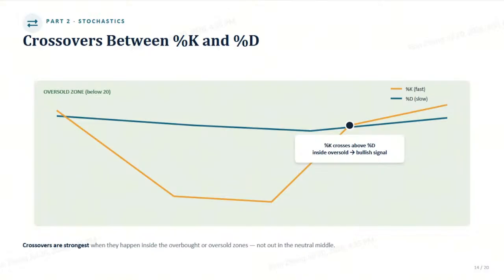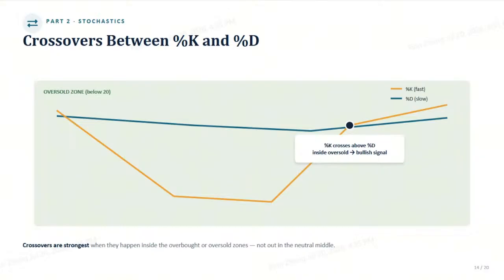Here's the refinement that makes this signal genuinely more useful. Crossovers are considered stronger when they happen within the overbought or oversold zones, rather than out in the middle, neutral area of the chart. A %K line crossing above %D while both lines are down below 20 deep in oversold territory is a much more meaningful signal than a similar crossover happening up around 50, in no man's land. Traders often describe this as the indicator turning up from oversold or rolling over from overbought, and those specific setups tend to get a lot more attention than crossovers happening in the middle of the range.